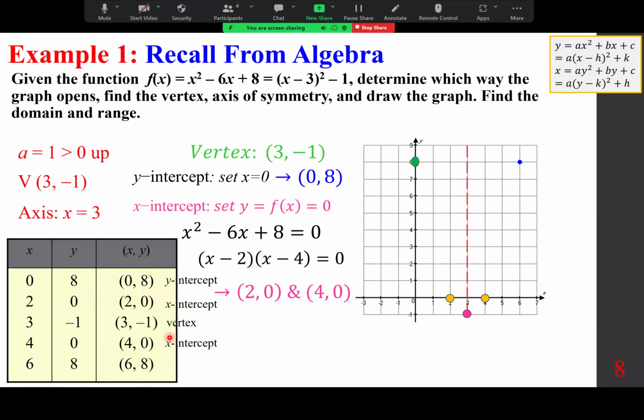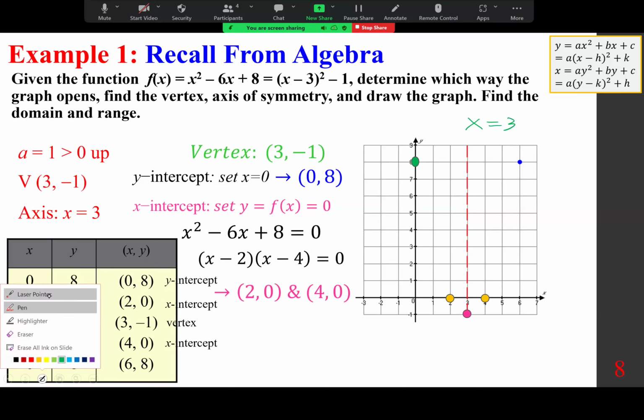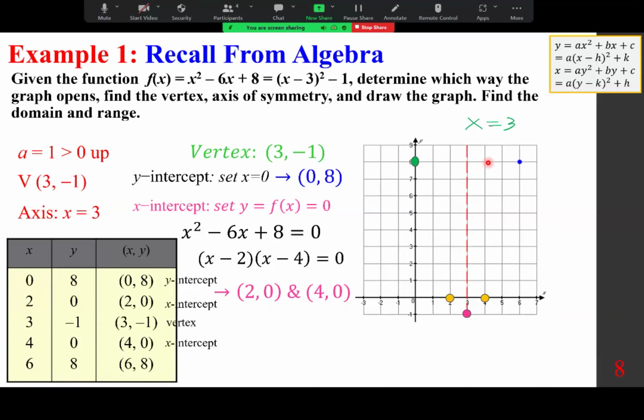Here's what is interesting about parabolas. We know the axis of symmetry has equation x equals 3. And so this distance, if you go the same distance, must have the same y-coordinate. So it gives rise to a point with the same y-coordinate as the y-intercept, which is 8. This distance is 3. Another 3 results in (6, 8). That's how we get to this point.